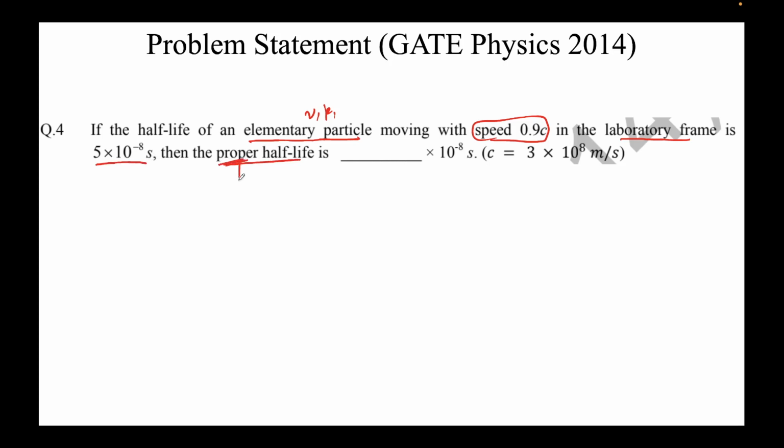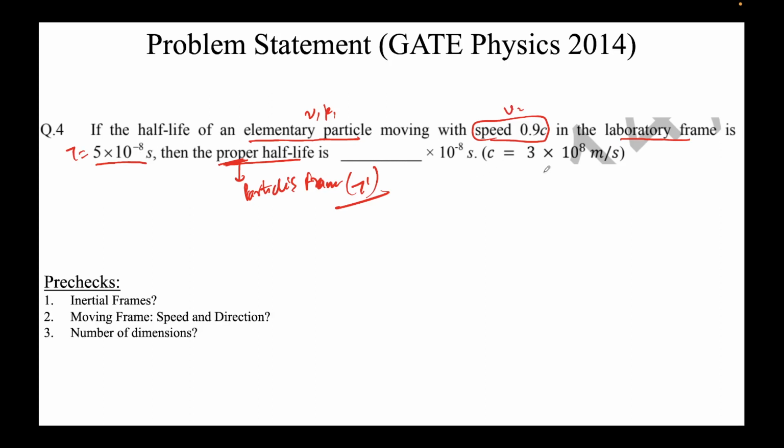Note, the term proper means we need to go into this particle's frame, right? This means we need to find t prime, and this is the t that is given to us: t equal to 5 into 10 to the power minus 8, and speed is also given. We'll solve this problem, and c is also given. But first there are some pre-checks that we do. Are all the frames inertial? So the first frame is the laboratory frame. We know lab frame is inertial, so yes, frame 1 is inertial. What about frame 2? Frame 2 is this particle's frame. The question is silent about whether it's inertial or not. We'll assume it to be inertial.